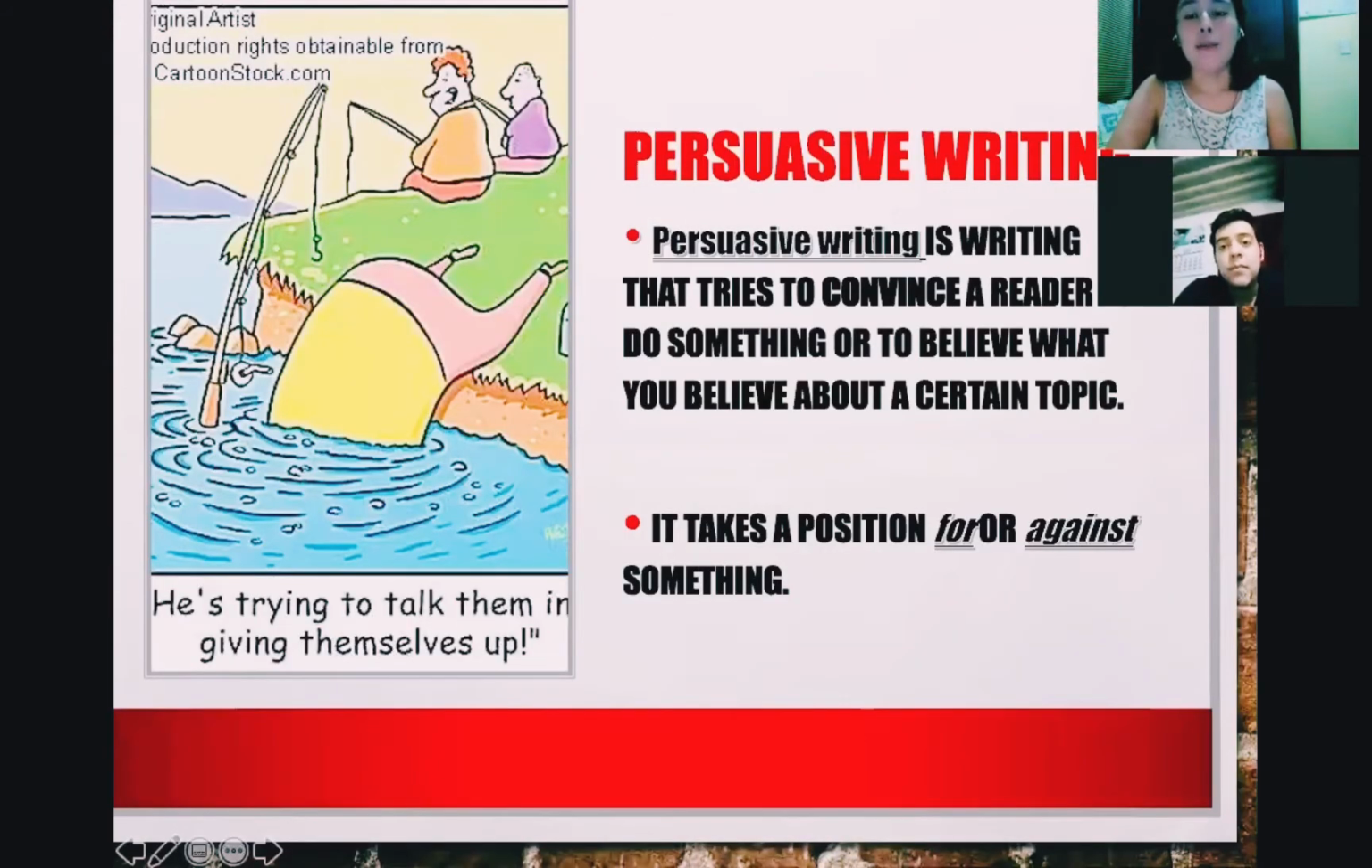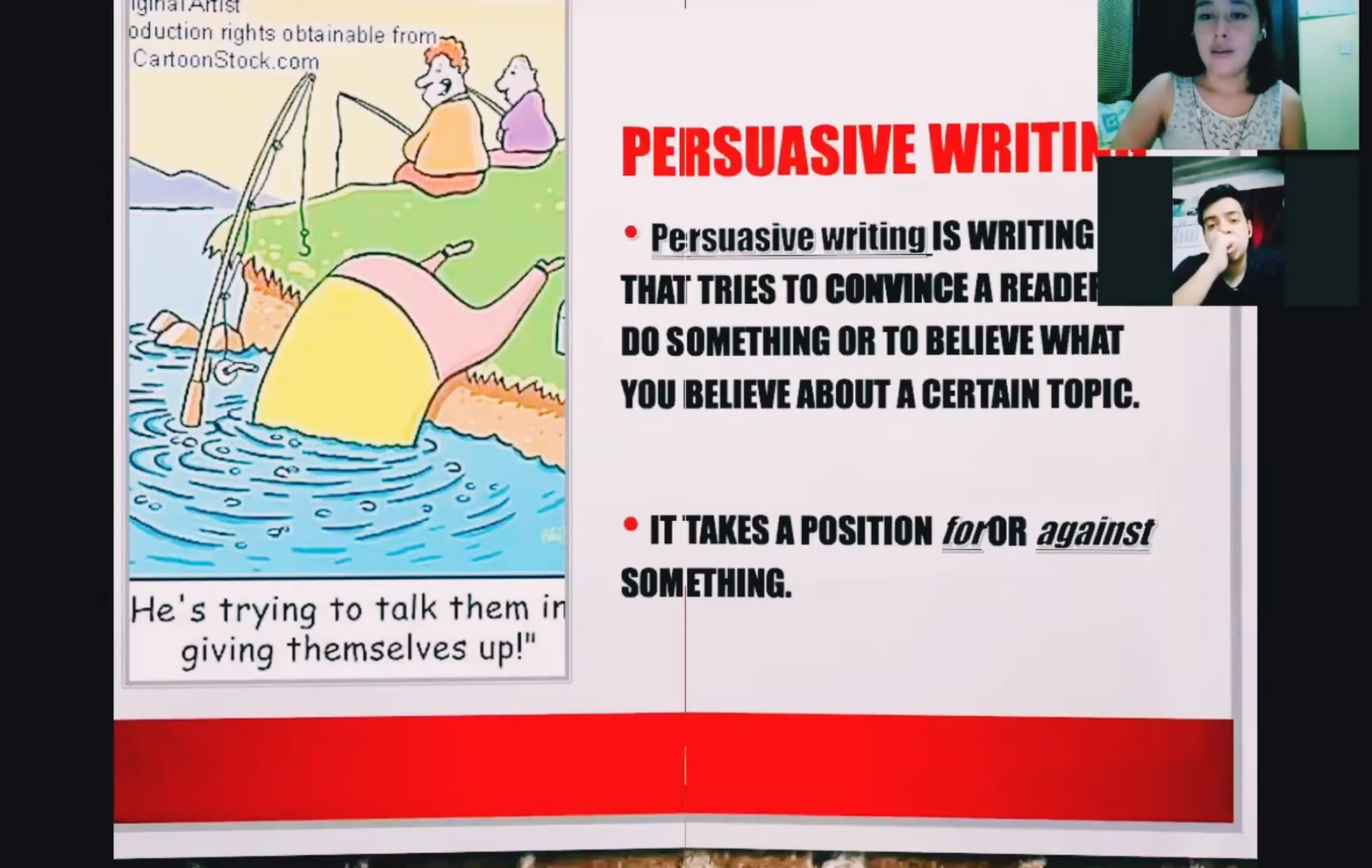Persuasive writing is writing that tries to convince a reader to do something or to believe what you believe about a certain topic. So it is to state your opinion in that case. And the case is going to be for or against something. So we continue with the next one.